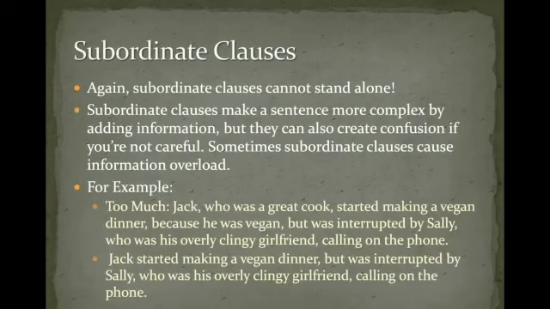Next, we have the subordinate clauses. Again, subordinate clauses cannot stand alone. Subordinate clauses make a sentence more complex by adding information, but they can also create confusion if you're not careful. Sometimes subordinate clauses cause information overload. For example, it is too much in one sentence if you say, Jack, who was a great cook, started making a vegan dinner because he was vegan, but was interrupted by Sally, who was his overly clingy girlfriend, calling on the phone.